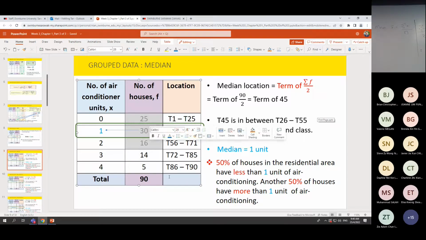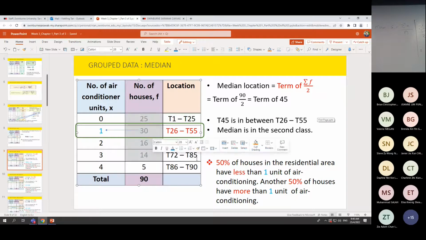The fourth class should start from T72, because after 71 should be 72. Until which term? You can use 14 plus 16 plus 30 plus 25, so it is equal to 85. Another way to get 85 is to use 71 plus 14. You get 85. Okay, 71 plus 14 is equal to 85.